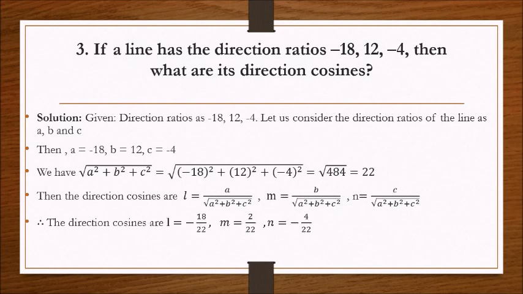So next, the direction cosines. Now substitute. We know what A is. A is minus 18, and in the denominator, root of A square plus B square plus C square is 22. So L is minus 18 by 22, M equals 2 by 22, N equals minus 4 by 22.